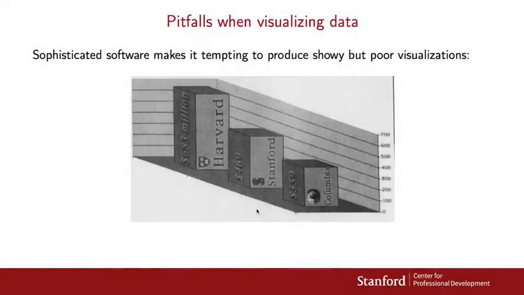Modern software provides a lot of freedom to design one's own graphics. There's a temptation to produce graphics that are flashy, but oftentimes that results in a poor outcome. This is a graphic that shows annual donations to 3 universities. Keep in mind that we are really comparing 3 numbers here. There's a number for Harvard, which is 683 million, a number for Stanford, which is 469 million, and a number for Columbia, which is 359 million.